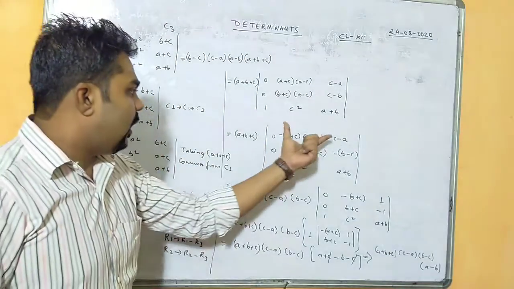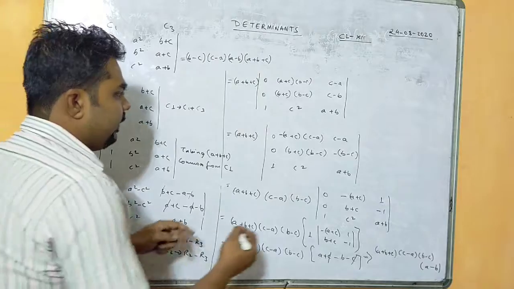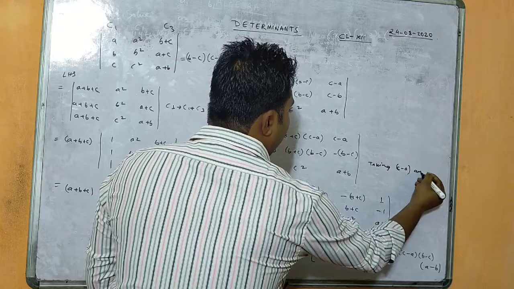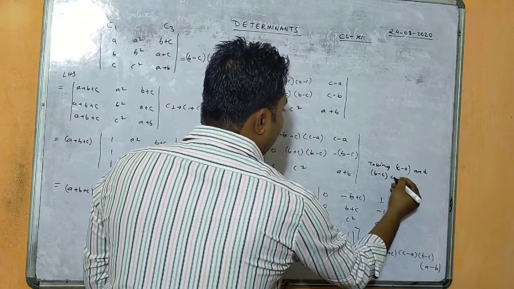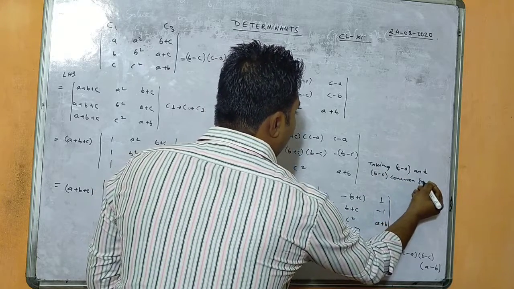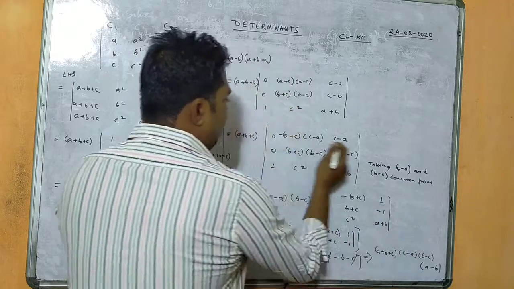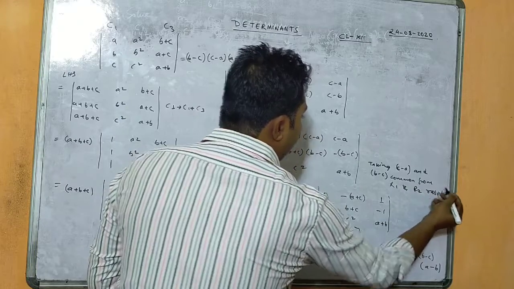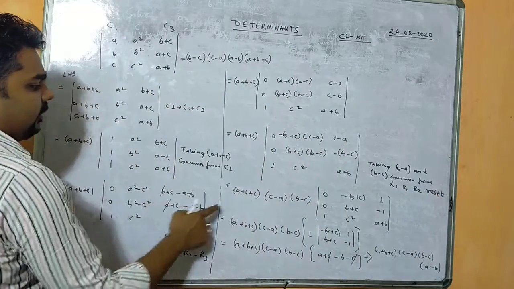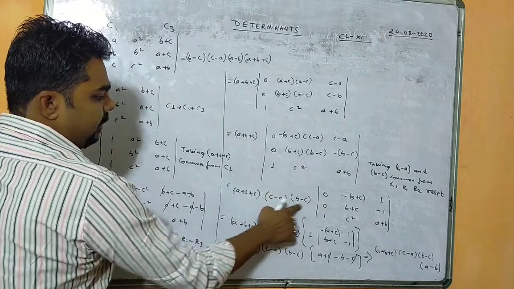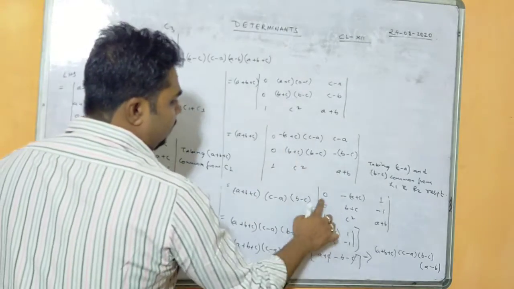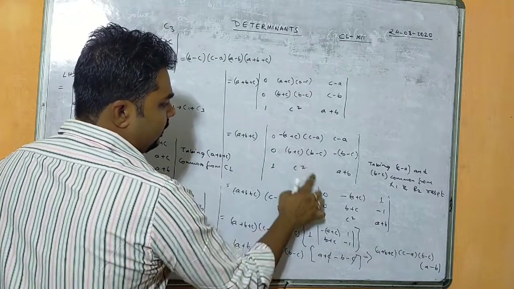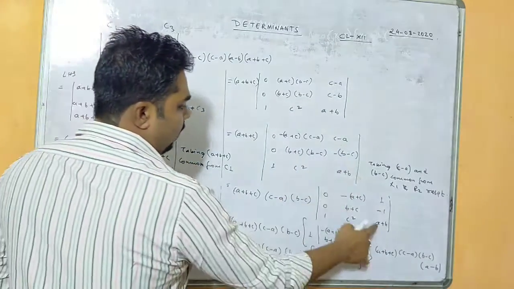After this step, we have taken c minus a and b minus c common from row 1 and row 2 respectively. From row 1 we have taken common c minus a, from row 2 b minus c. So what will be left here? 0, minus a plus c, plus 1. Similarly 0, b plus c, because b minus c is already taken common here, so here minus 1, and this one as it is.